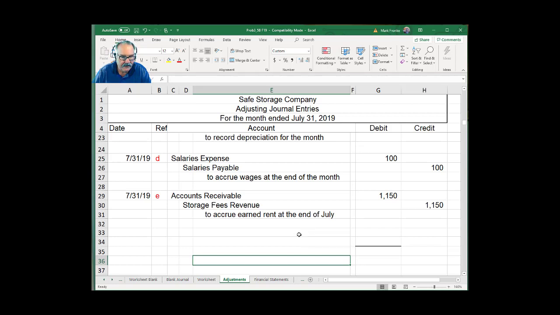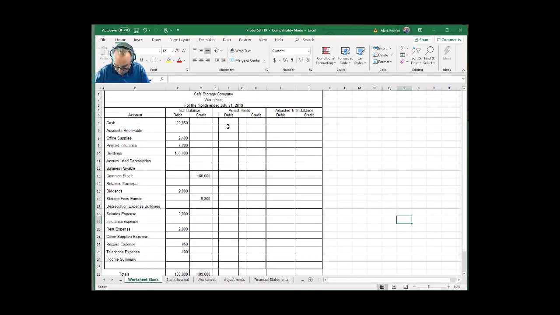Okay, so now if I go to the worksheet and I post these entries into my columns, entry A is a debit to insurance expense, $400, and a credit to prepaid insurance, $400.